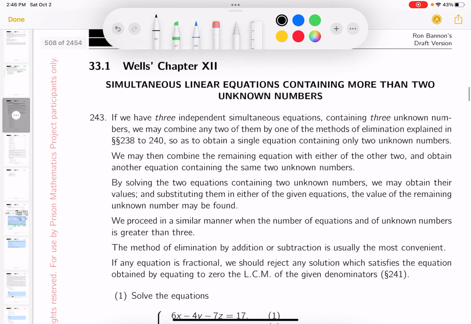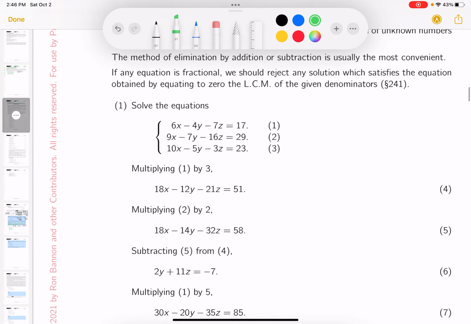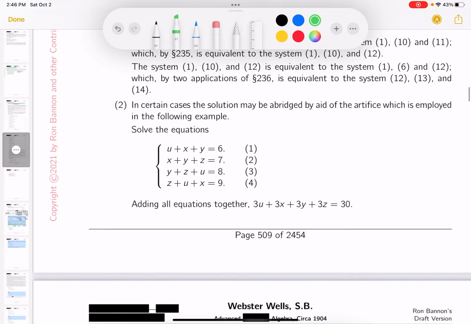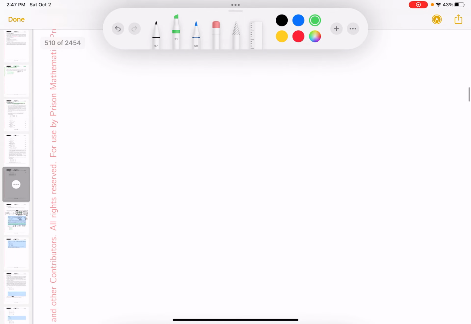So let me scroll through. You read through the contents, just to give you an idea. There's going to be simultaneous linear equations containing more than 2 unknowns. So like 3 unknowns, 4 unknowns, 5 unknowns. It gets tough, right? It goes through examples. We will also go through those same examples. Let's take a look.